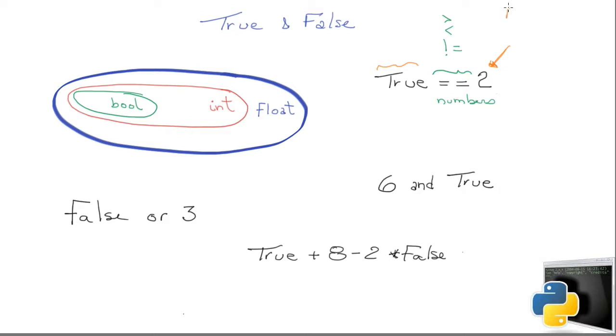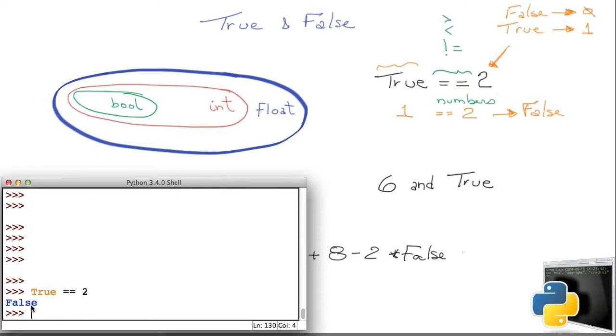Well, false, if it needs to be evaluated as a number, evaluates to 0, and true, if it needs to be evaluated, evaluates to 1. So what we have here is 1 equal, it's going to do a comparison with 2, is 1 equal to 2, and its comparison operator wants numbers here, but it gives a true and false answer, so it's going to give the answer false. And if we look at our little shell here, it did that. So that's how Python handles that.